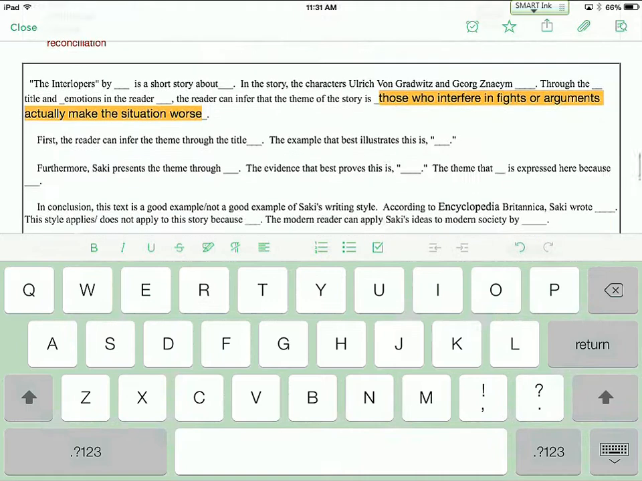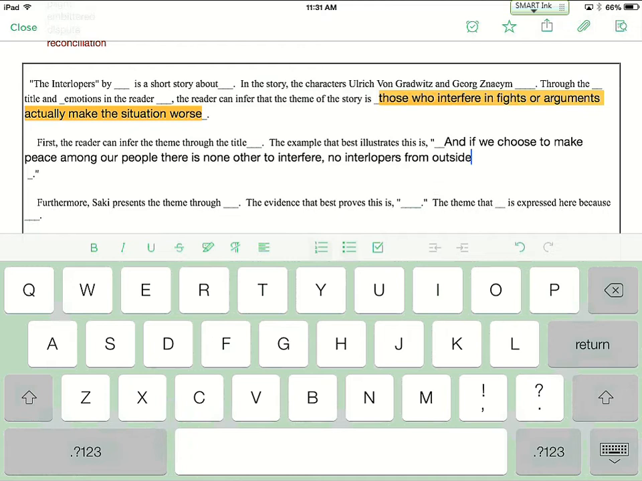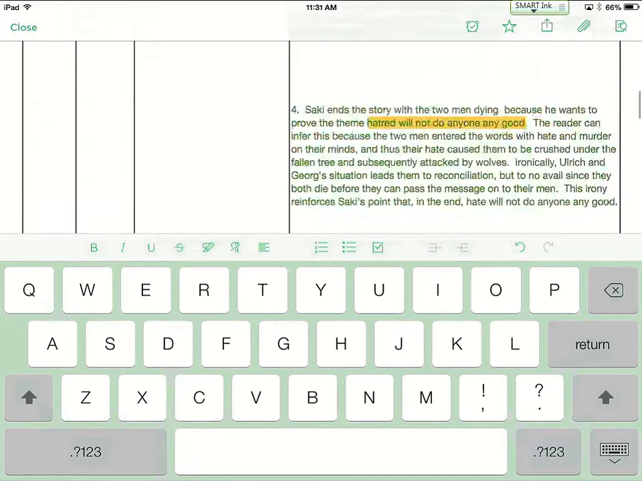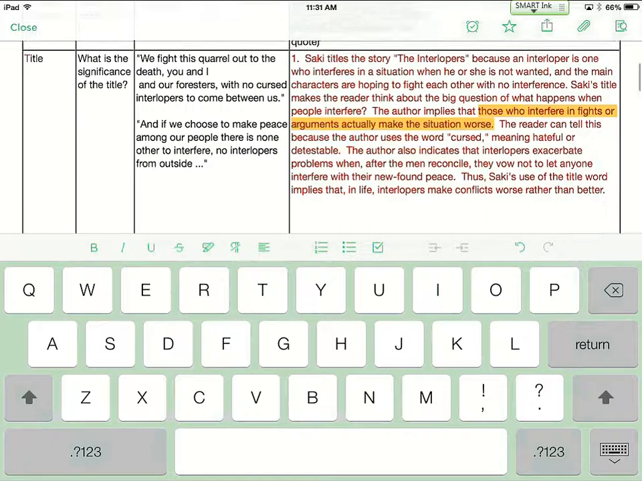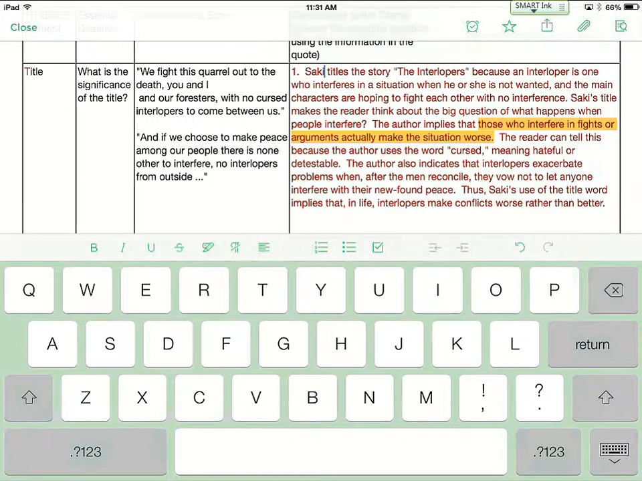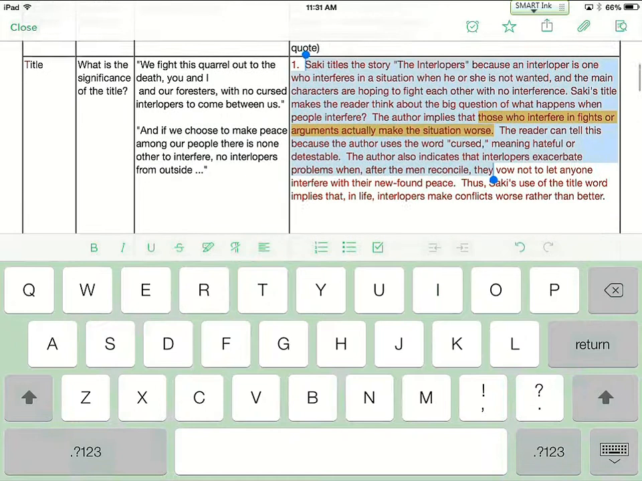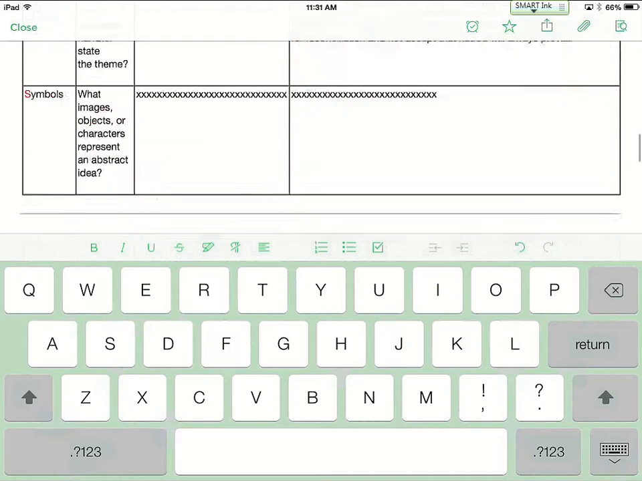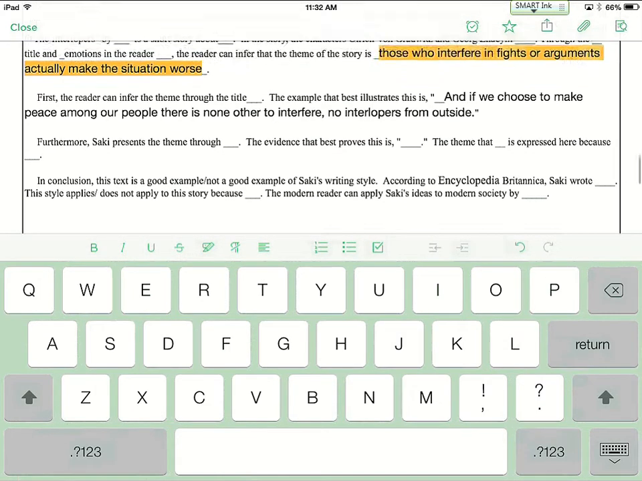The example that best illustrates this is, make sure you put your quotation marks, they don't get lost. And now you can't just state a quote, you have to actually explain it. Well, the explanation's already done for you. So all you have to do is take that red explanation, copy it, and paste it here after the quote.